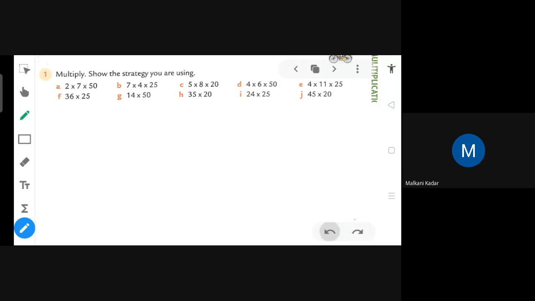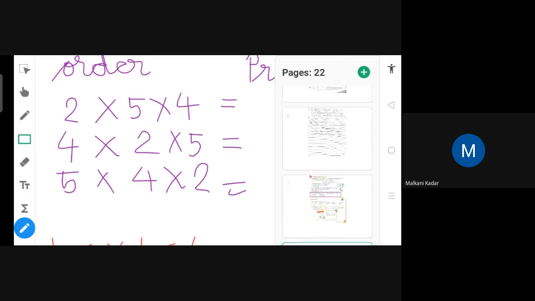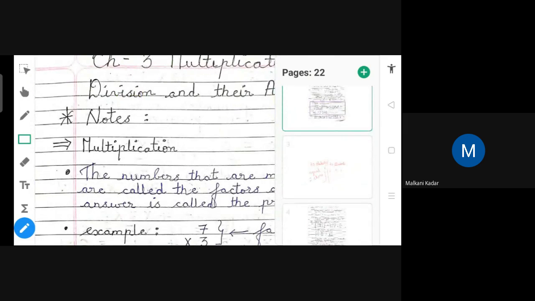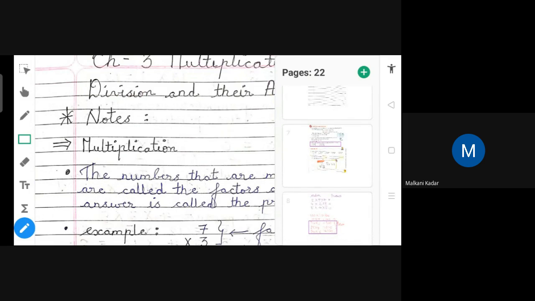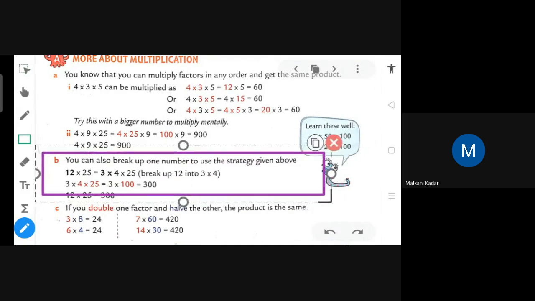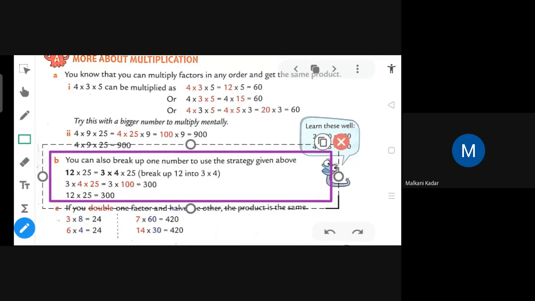Okay, now next is F to J, which is the next method. So I'm just explaining this method. So this is the second method which I want to teach you.